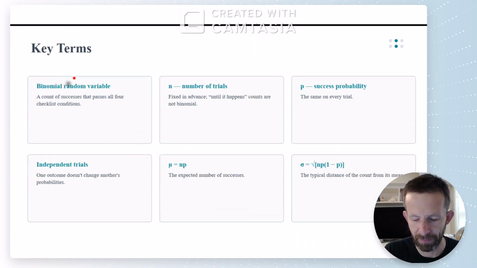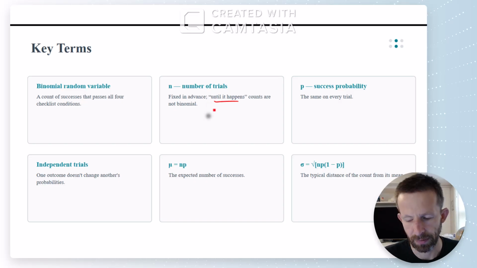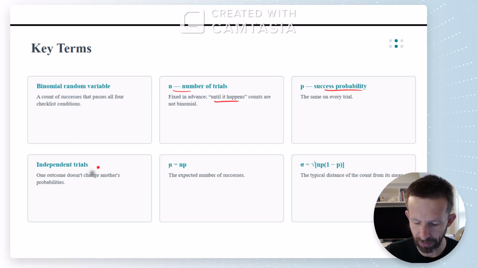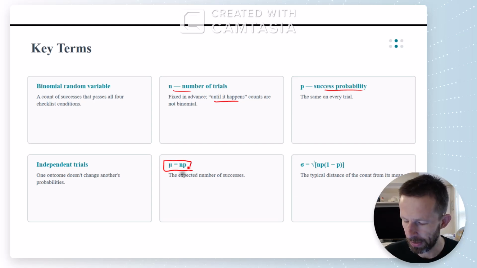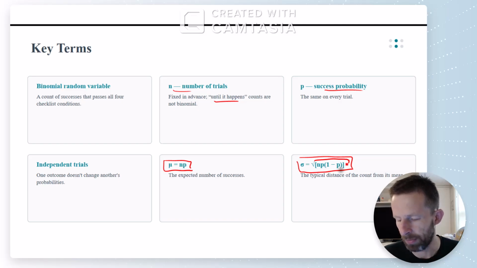All right, so a binomial random variable is the count of successes that passes all 4 conditions. N is the number of trials. So you don't do it until something happens, and you set the number of trials. For example, you're going to be shooting 5 free throws, and you just count how many makes you have after that. P is the probability of success. Independent trials, one outcome doesn't change another's probability. The formula for the mean is N times P. The formula for standard deviation is the square root of N times P times 1 minus P.